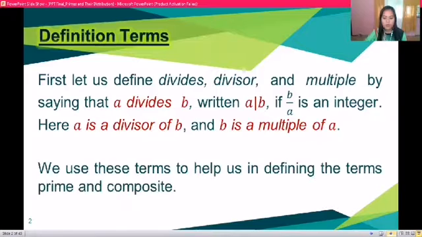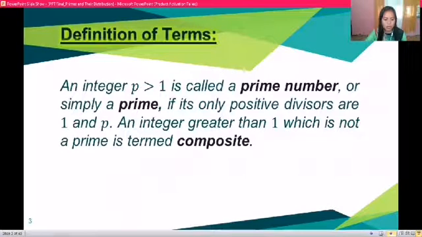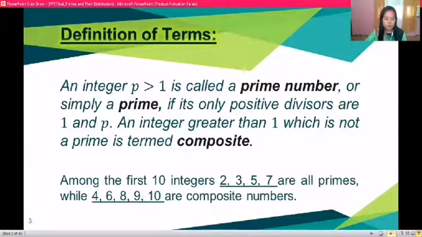We use these terms to help us in defining the terms prime and composite by saying that an integer p greater than 1 is called a prime number or simply a prime if its only positive divisors are 1 and p. An integer greater than 1, which is not a prime, is termed composite.